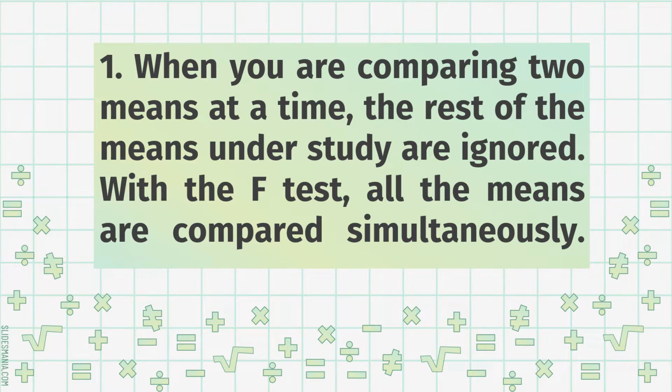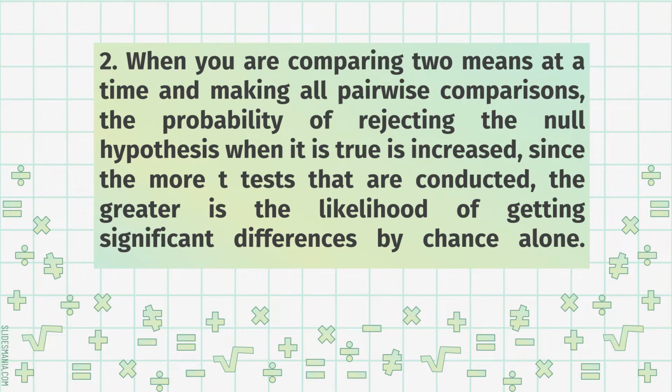So halimbawa, meron kang three means at kung gagamitin mo yung t-test, dalawang mean lang ang pwedeng i-compare at a time, hindi mo muna papansinin or isi-set aside mo muna yung isang mean. Kasi nga, two means at a time lang ang pwede doon. But with the use of the f-test, all the means are compared or can be compared simultaneously or at the same time, or sabay-sabay.